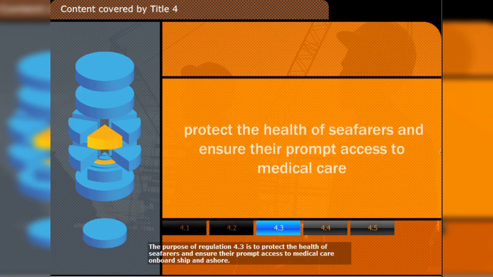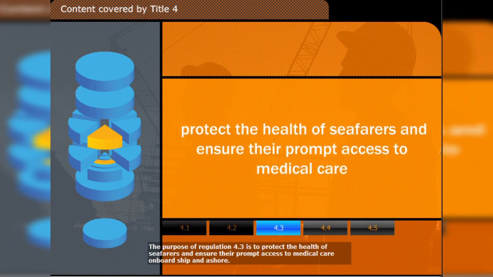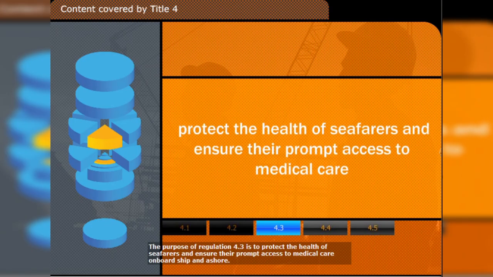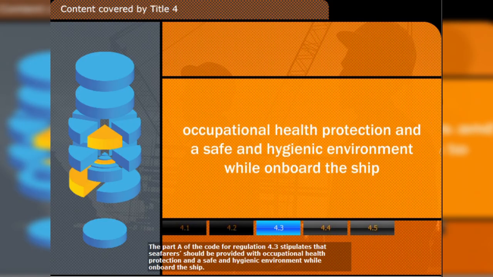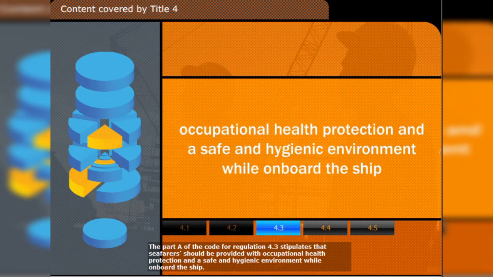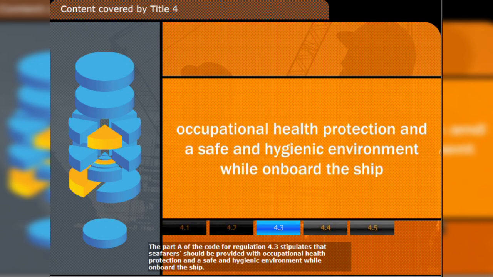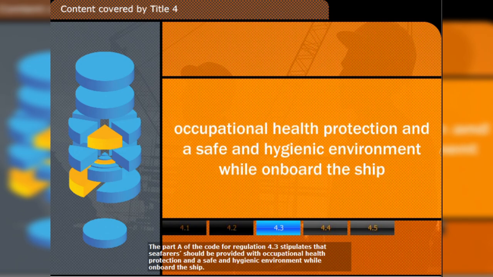The purpose of Regulation 4.3 is to protect the health of seafarers and ensure their prompt access to medical care on board ship and ashore. Part A of the Code for Regulation 4.3 stipulates that seafarers should be provided with occupational health protection and a safe and hygienic environment while on board the ship.